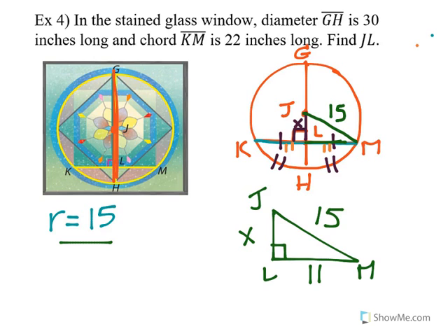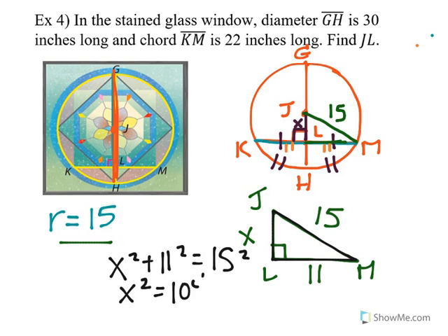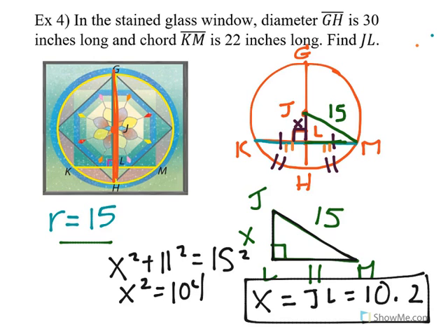So we now have a right triangle, where, if we have a right triangle, how do we find one side? We'll use the Pythagorean theorem. So x squared plus 11 squared equals 15 squared. If you do this, x squared equals 104. So X, or JL, is going to equal 10.2. Okay, definitely a more challenging problem on here.